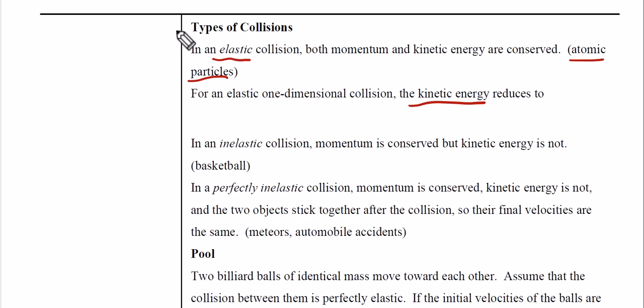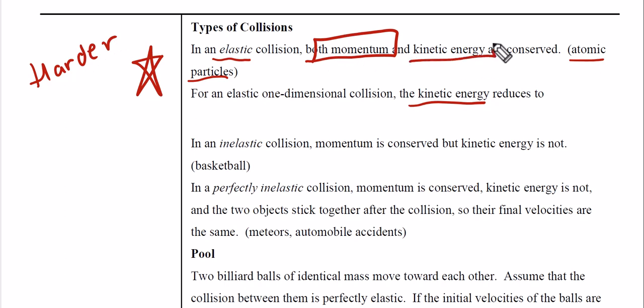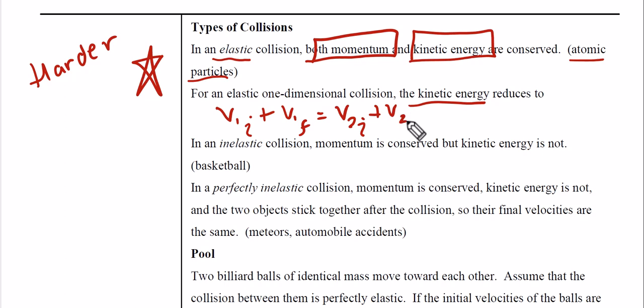something that you can remember easily. So this only works for elastic collisions. These are the harder problems, because in order to solve these problems, you have to set up conservation of momentum and you have to set up conservation of energy. And that means you need to set up two equations. Now, we showed you what momentum looks like. Conservation of energy for elastic collisions looks like this. It's going to be V1 initial plus V1 final is equal to V2 initial plus V2 final.